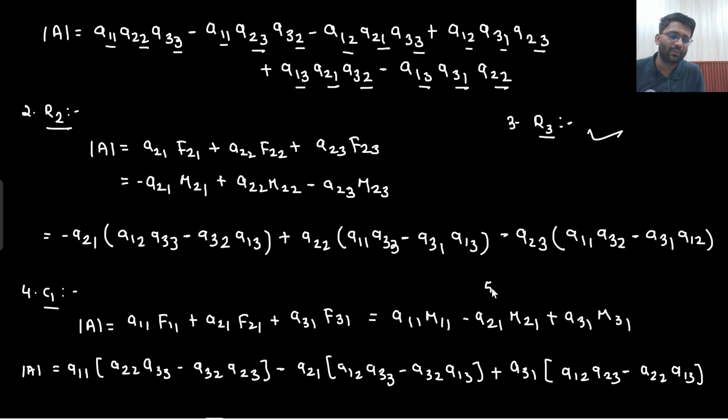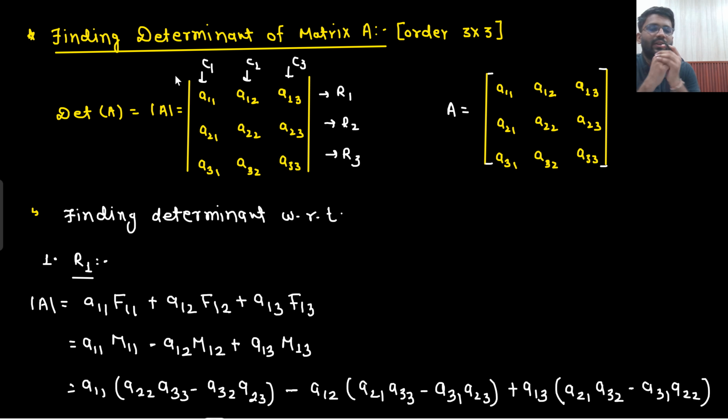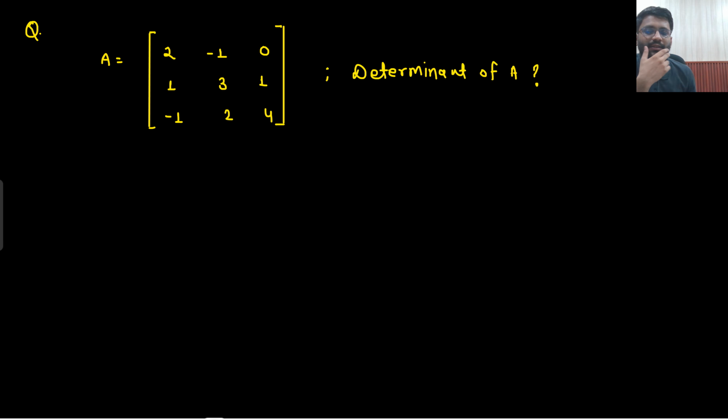Similarly, you can find out with respect to C2 as well and with respect to C3 as well. You will get the same answer. Is that clear to you? So this is how we find the determinant of a 3 cross 3 matrix. Same goes for a 4 cross 4 matrix as well. Again A11 F11 plus A12 F12 plus A13 F13 plus A14 F14. In that manner, you can find the determinant for a 4 cross 4 matrix. Same goes for 5 cross 5 and 6 cross 6 as well. Understandable?